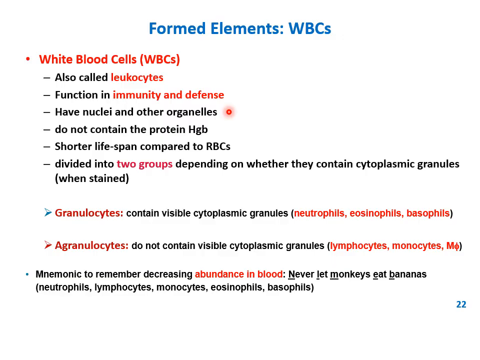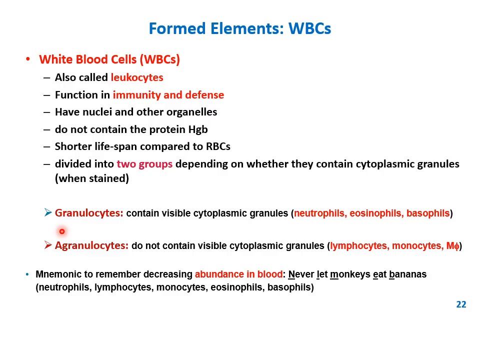Okay, these are the true formed elements. They are cells. They have a nucleus and organelles. One thing they don't have is hemoglobin, so they don't look red. If they had hemoglobin, they would look red. On the other hand, they do not live as long as red blood cells. They have a very short lifespan. Some of them live only for a couple of days and then they get turned over.